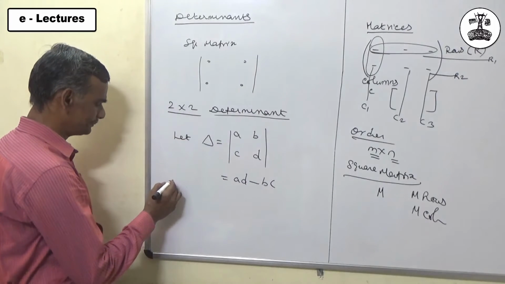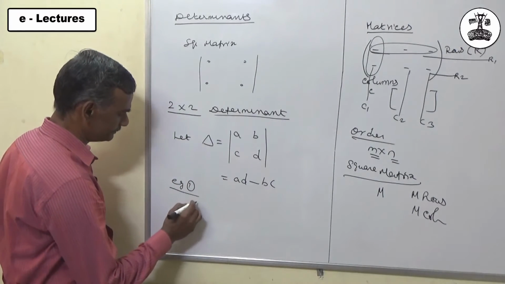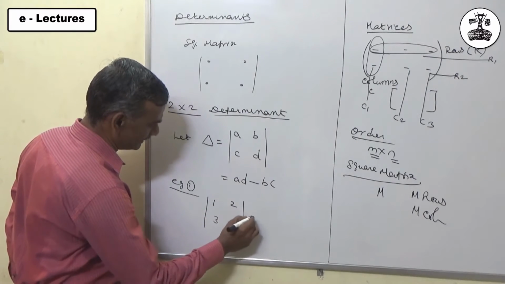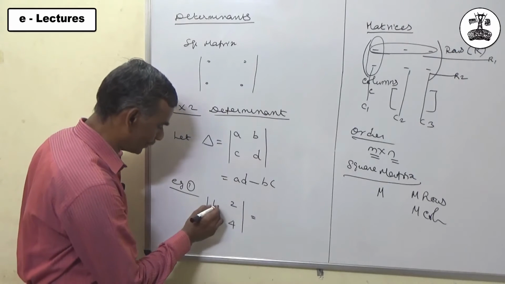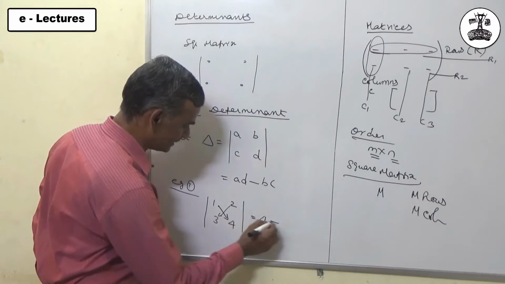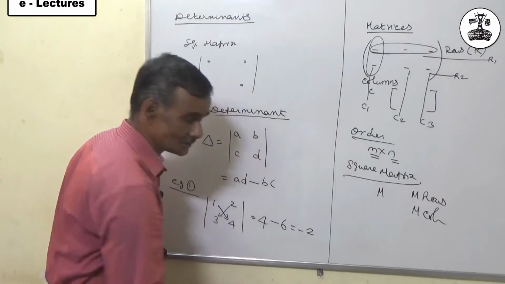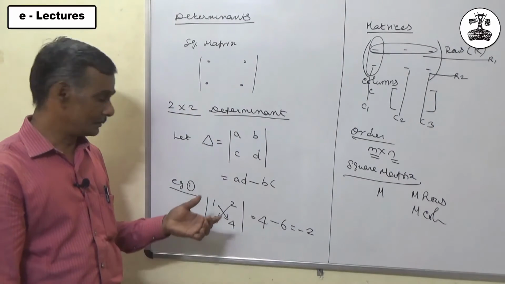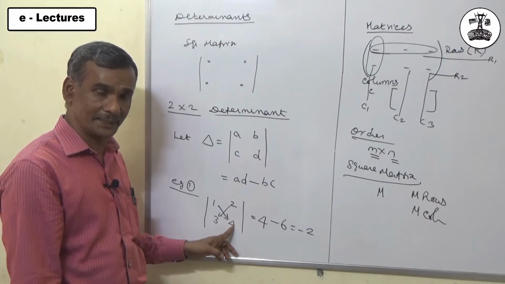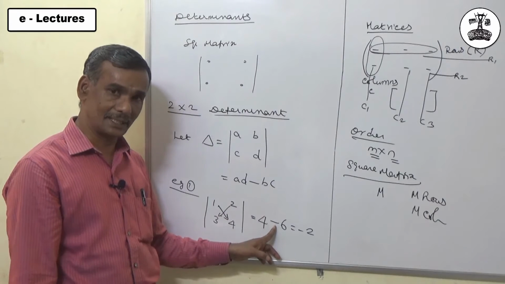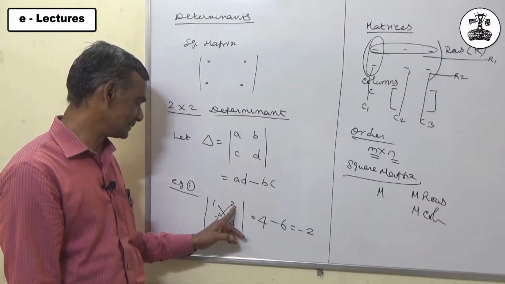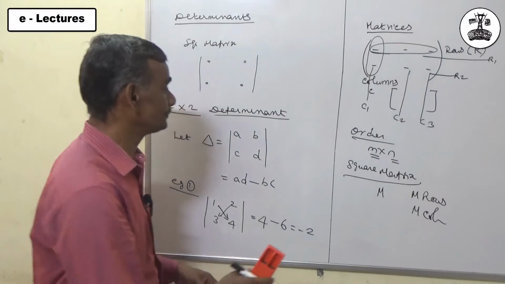For example, the value of the determinant is 1 into 4, 4, minus 2 into 3, 6. This is equal to minus 2. First multiply the diagonal elements 1 and 4. Then immediately put the minus sign. Then multiply off diagonal elements 2 and 3. So 4 minus 6 equals minus 2.